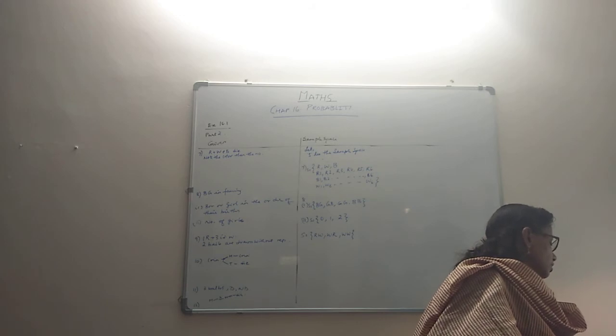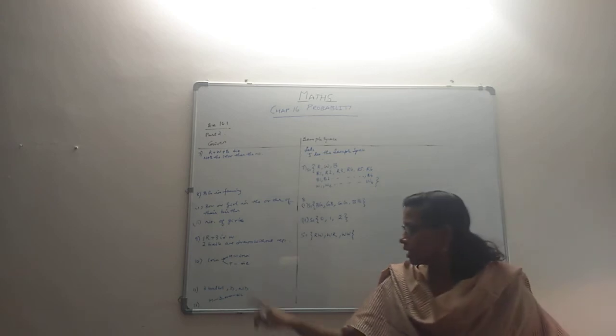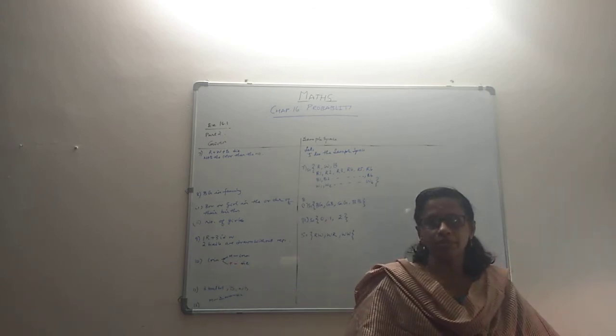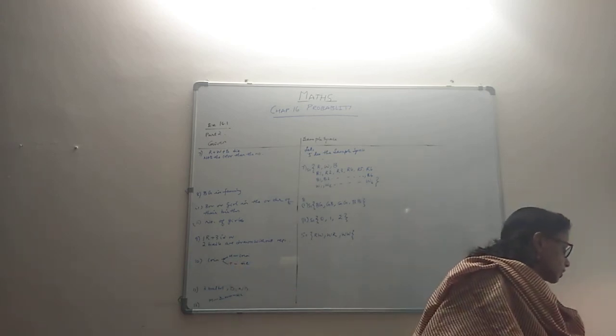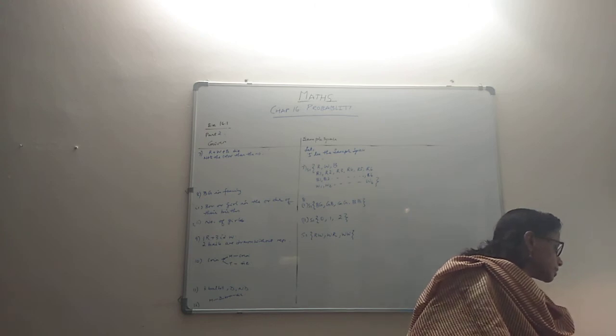If the tail occurs in the first toss, then a die is rolled. So if a tail occurs, then you roll a die. Die means 1, 2, 3, 4, 5, 6. So what do they ask us?